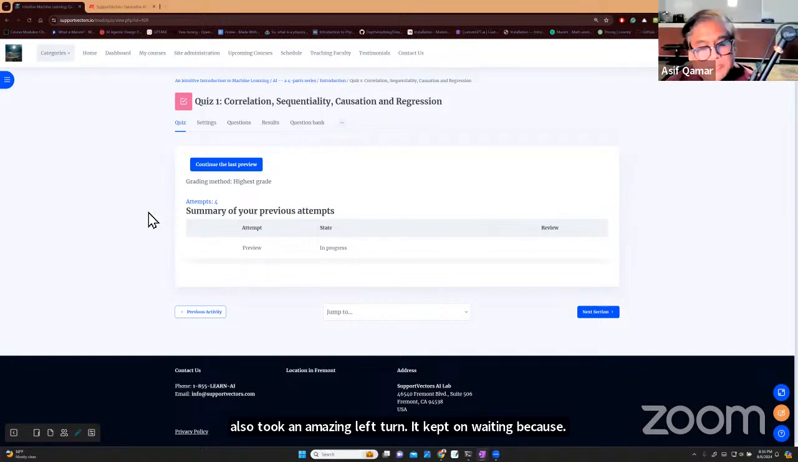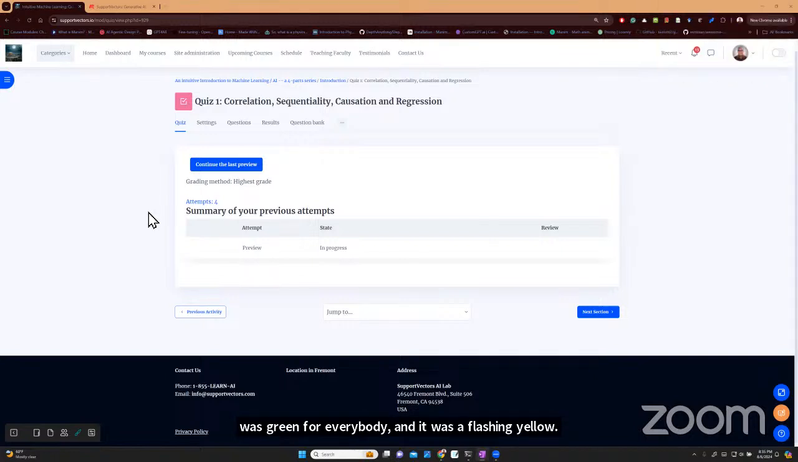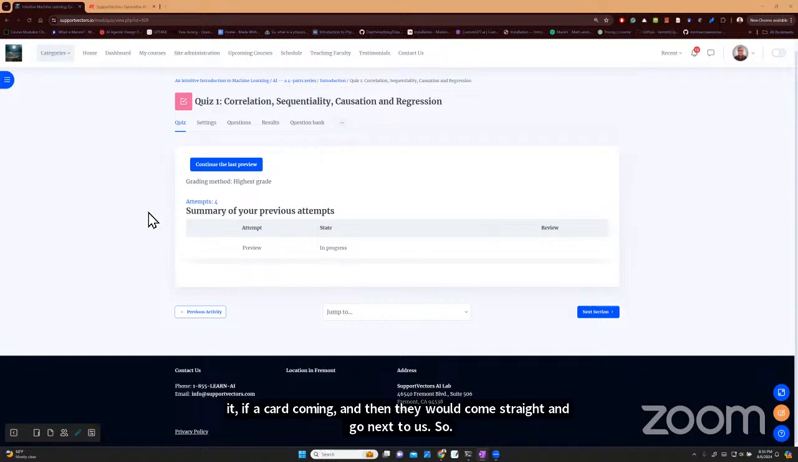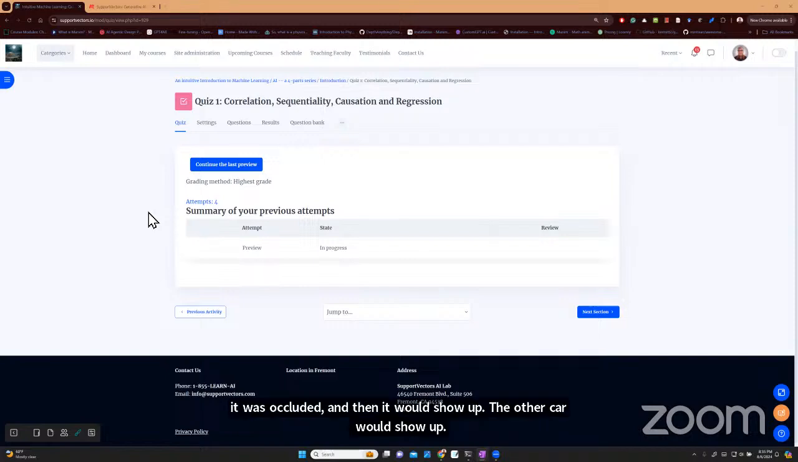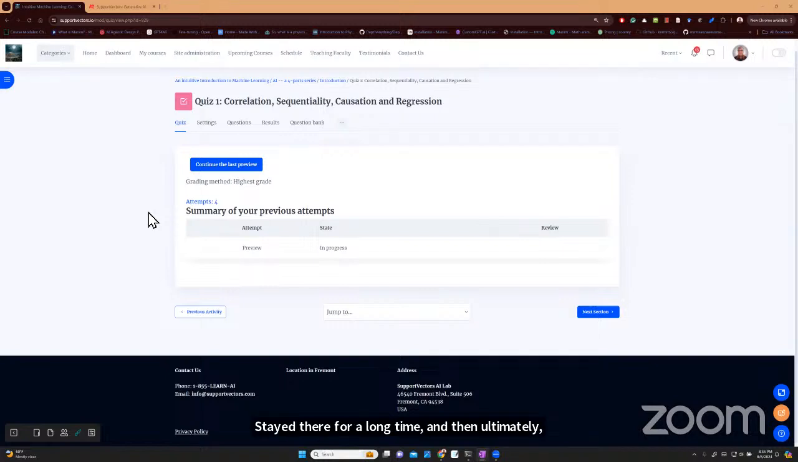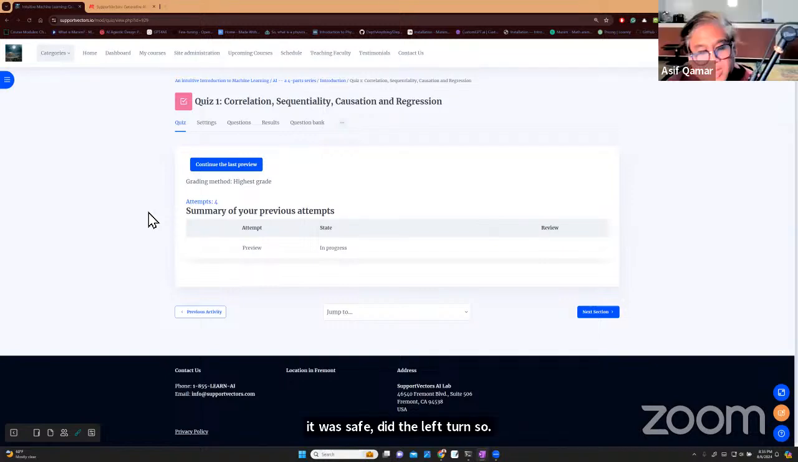And it still kept right there because in the opposite lane there was a car waiting to take a left turn, but behind it there were cars coming and then they would come straight and go next to us. So it kept on looking in the front to ascertain there was really nothing that was moving. Temporarily it was occluded and then the other car would show up. It did a really good job. It stayed there for a long time, and then ultimately, when it was safe, it did the left turn. So it has improved quite a bit.